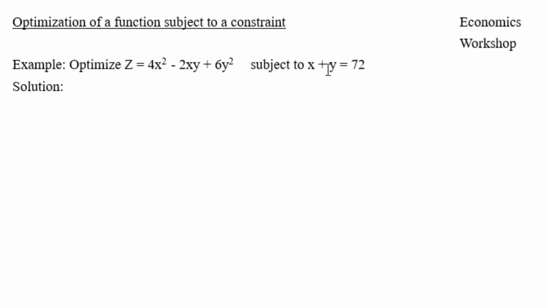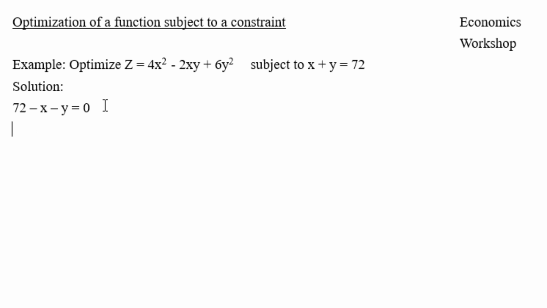This x plus y equals 72 is our constraint function, and z equals 4x squared minus 2xy plus 6y squared is our objective function. Now, in order to optimize this kind of problem, the first step is to move the right-hand side of this constraint function to the left-hand side in order to equate it to 0. That is 72 minus x minus y equals 0.